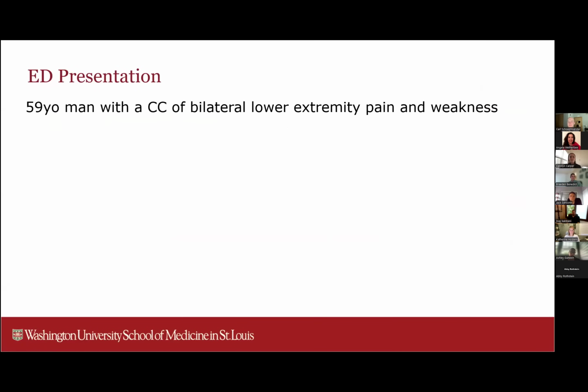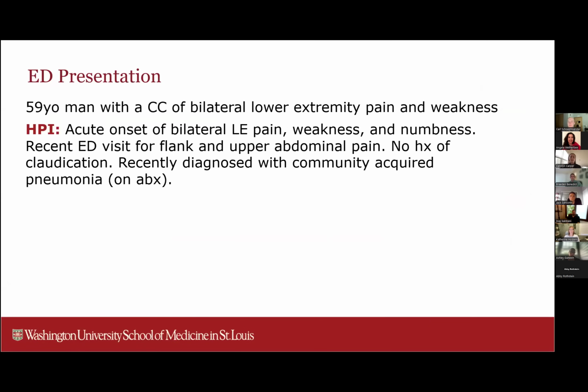So for this case, we'll jump into it. We have a 59-year-old man who presents to the ED with his chief complaint of bilateral lower extremity pain and weakness. He had an acute onset of pain early in the morning down both of his legs. He also had some weakness and numbness, and described pins and needles and paresthesias there.